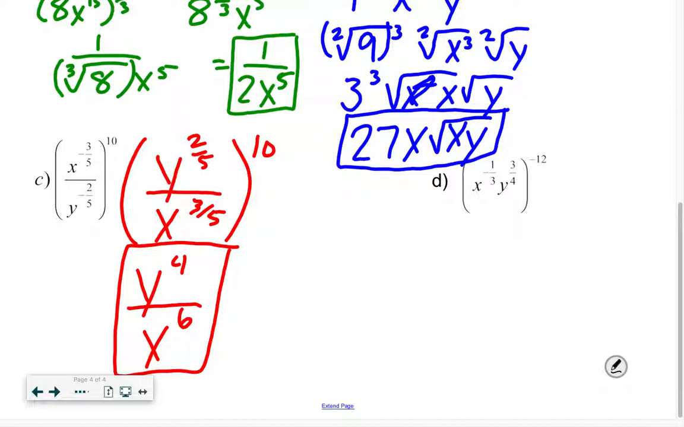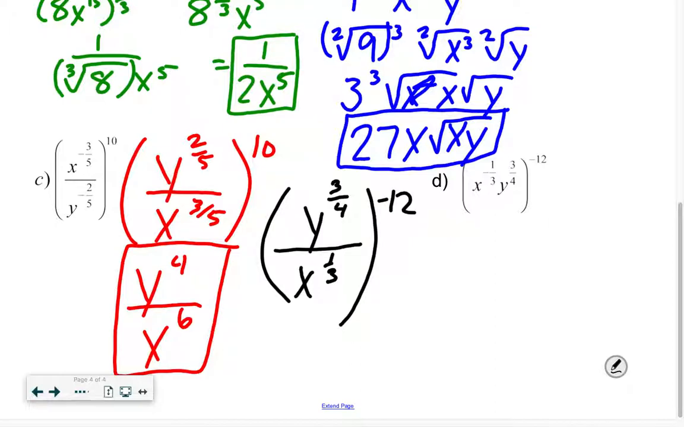So let's deal with the inside first. My negative's going downstairs, so I'm gonna have my y on top. So I have y to the 3/4 because 3/4 is positive, right? Okay, my x exponent is negative. So I have x to the 1/3, and that's still times negative 12. Well, just like we did before, we need to distribute our negative. So what's my y exponent now? Negative 9. And what's my x exponent? Negative 4, right?